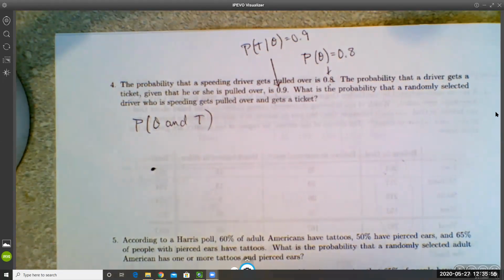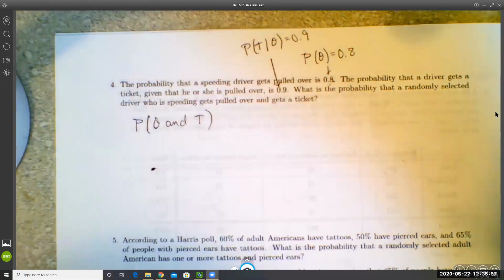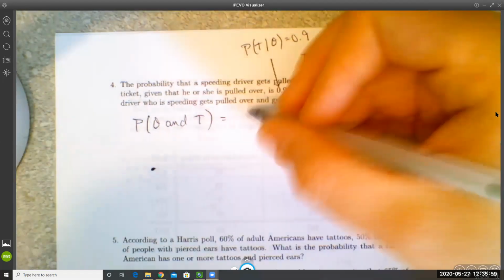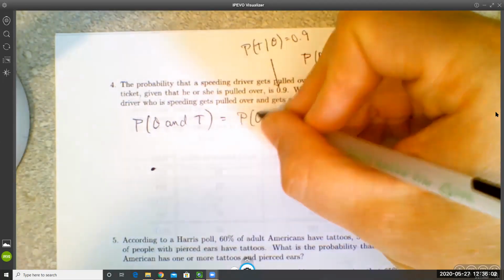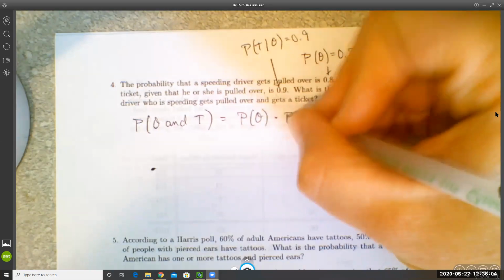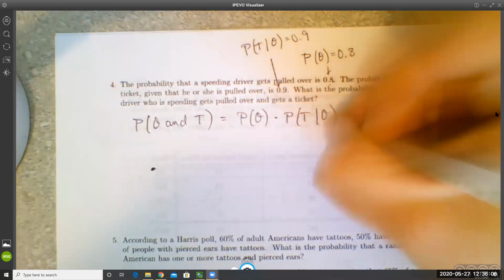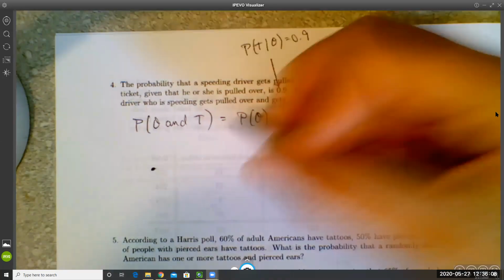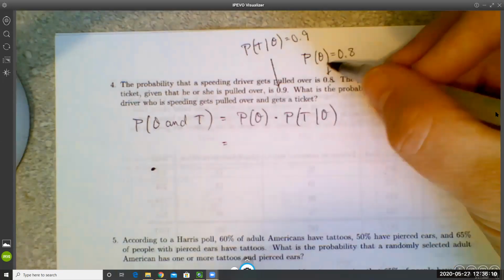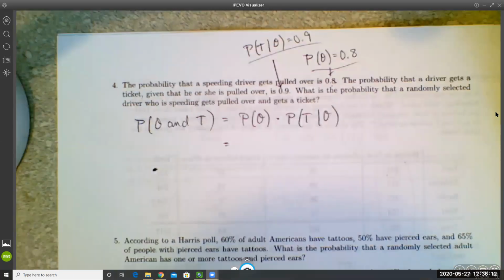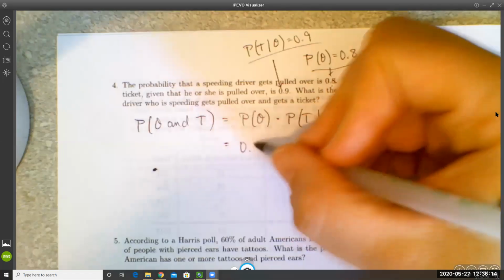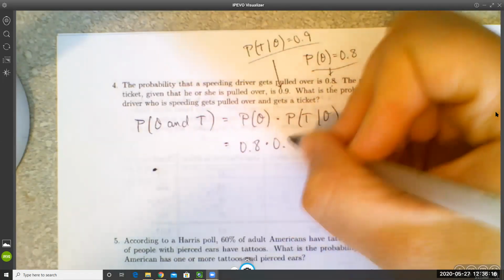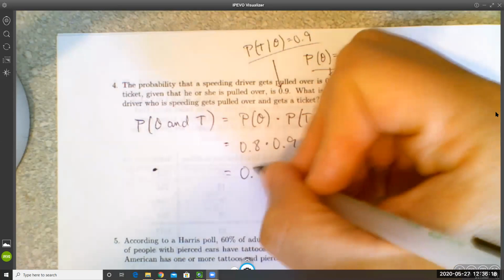So applying our multiplication rule that we just talked about on the previous page, this is the probability that they get pulled over times the probability that they get a ticket, given that they're pulled over. And those just so happen to be the pieces of information that we were given in the problem. So this would be 0.8 times 0.9, which is 0.72.